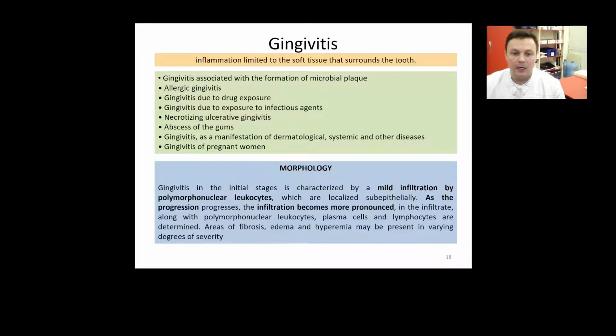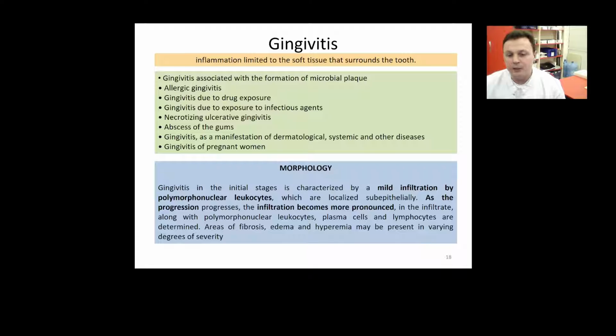Inflammation in the gums can be localized and generalized. The lesions may be limited to the edge of the gums. We call it marginal gingivitis. If it involves the gingival papilla, it's papillary gingivitis. If there is a lesion of the edge of the gums, the papilla, and the attached gums, this form is called diffuse gingivitis. The incidence of gingivitis is quite high in all age groups. Women have a pronounced increase in the incidence of gingivitis during puberty and during pregnancy.